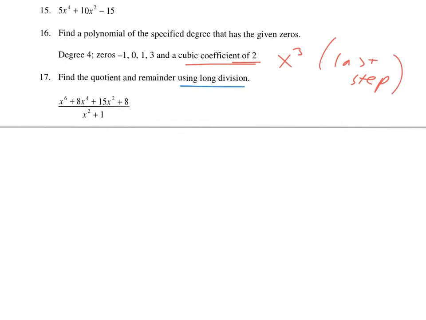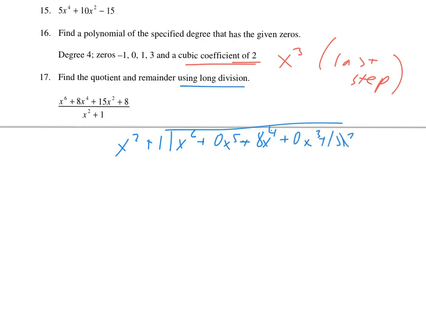We need to do some long division here. So I'm going to put the x squared plus 1 out here. And then in there, I'm going to do my x to the 6th plus 0x to the 5th plus 8x to the 4th plus 0x to the 3rd plus 15x squared plus 0x plus 8. So I'm going to start off with my first thing inside divided by first thing outside, and that'll be x to the 4th. So I'll go ahead and put that right there.